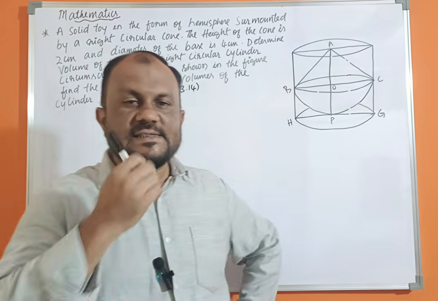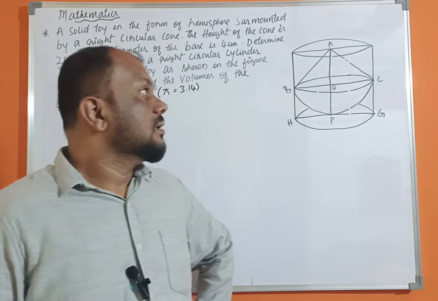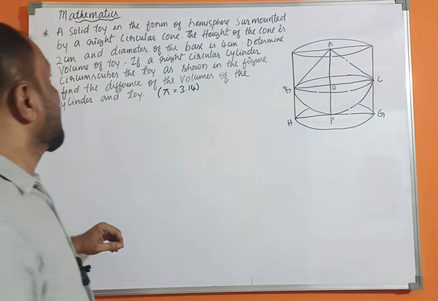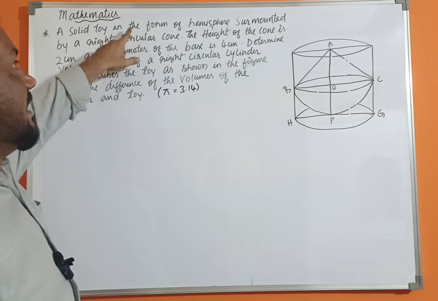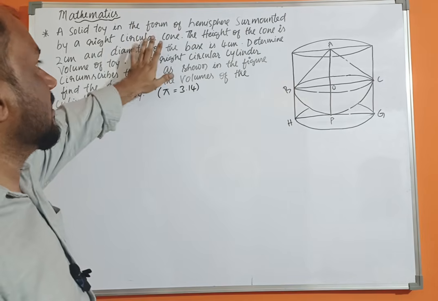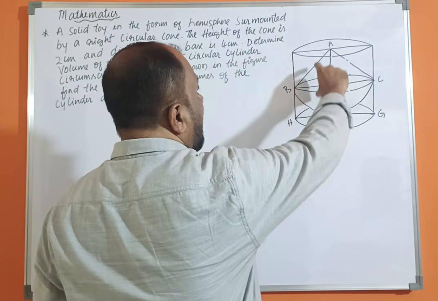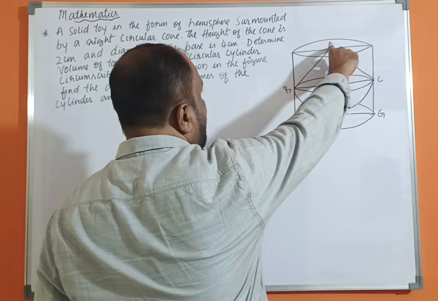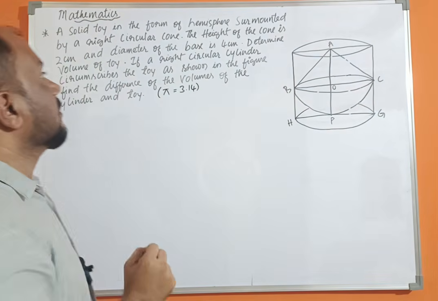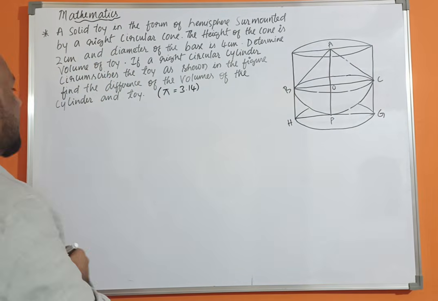Okay, we are discussing one more sum, surface area and volume. Very interesting sum. Here a solid toy is in the form of a hemisphere surmounted by a right circular cone. So here we have a hemisphere, and surmounted by what? A cone. On the hemisphere they have kept one cone.